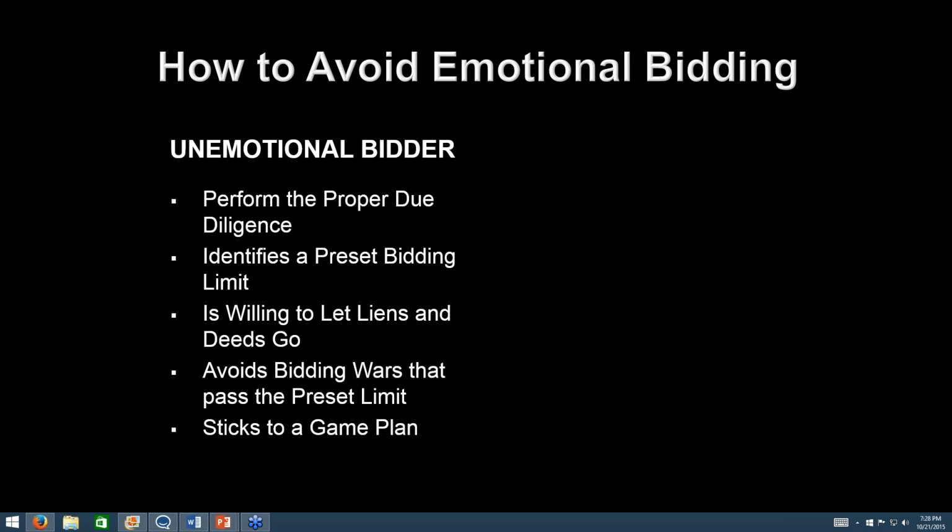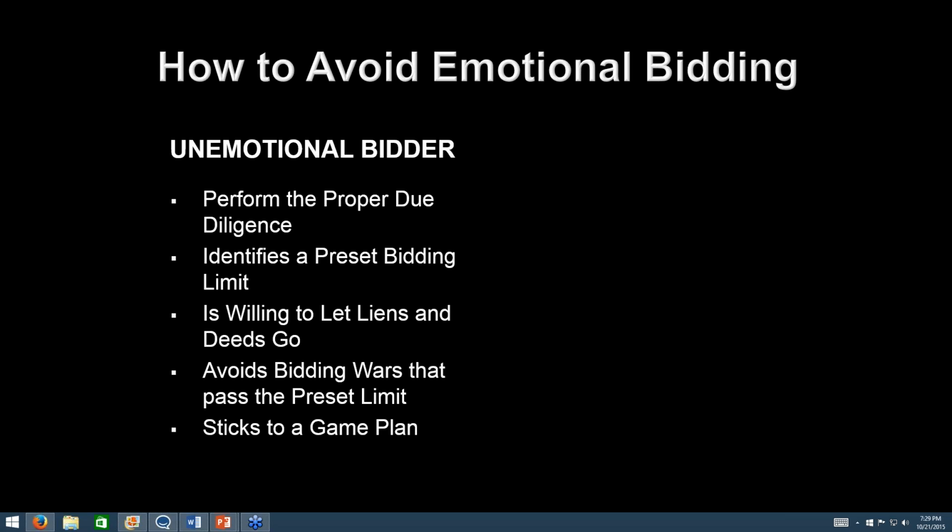Well, first of all, the unemotional bidder performs the proper due diligence. So they know about the properties. They've gone through, they've researched. They've done a comparative market analysis if it's a deed sale. If it's a lien sale, they've researched the property, found out what the estimated value is, looked into the property records. They've identified a preset bidding limit.